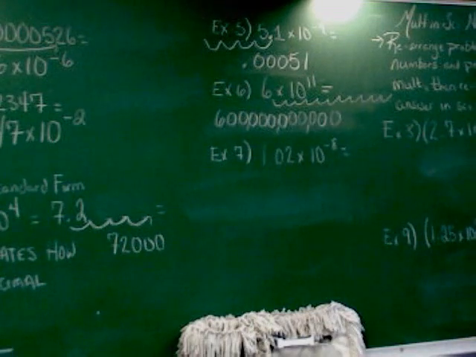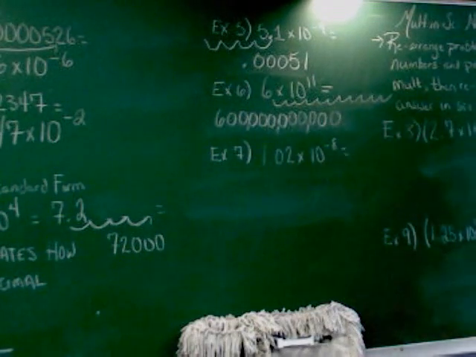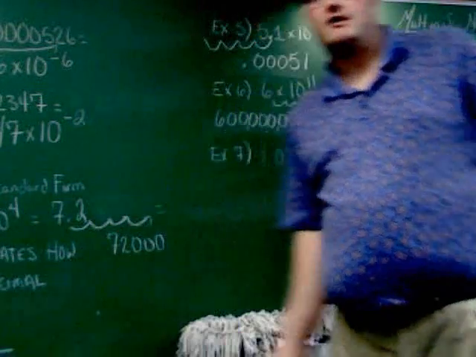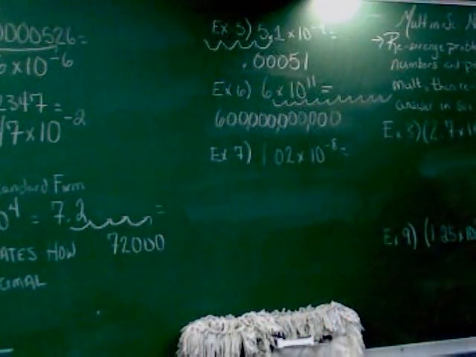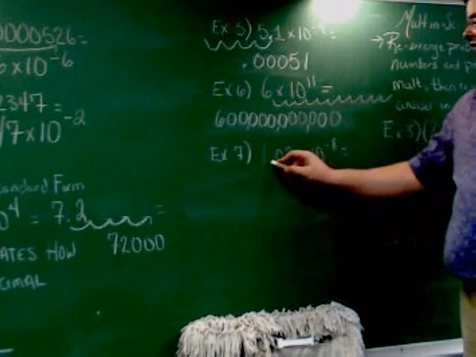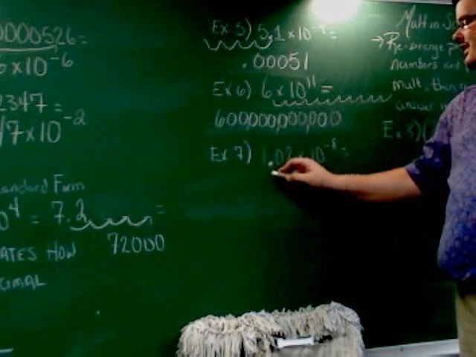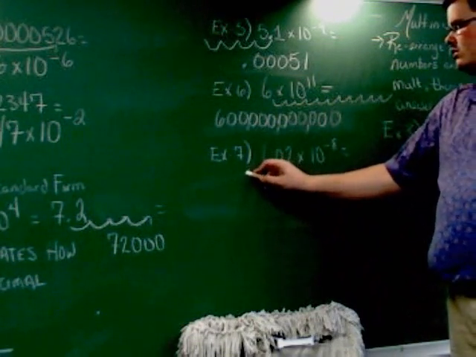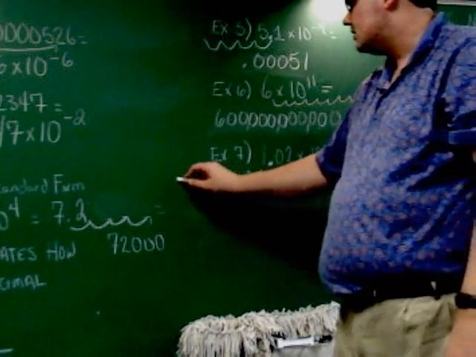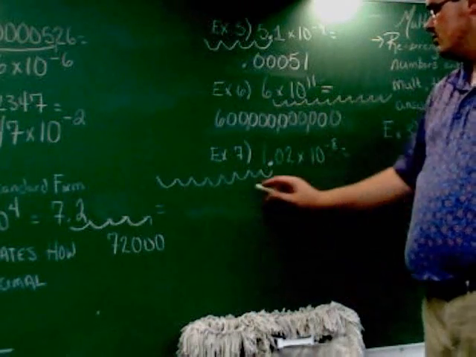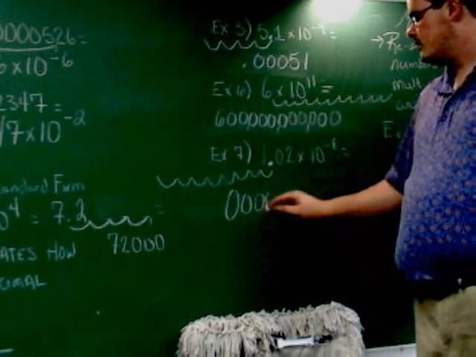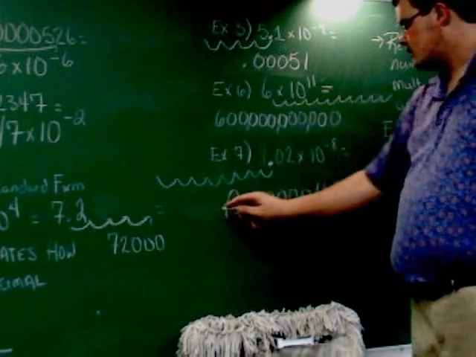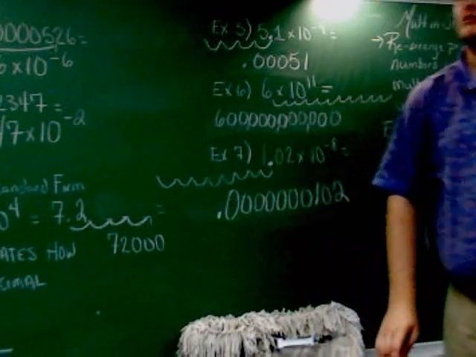2 times 10 to the negative 8. So, the exponent is negative. According to the rule, that means I have to go to the left, 8 times to the left. So the decimal starts there. 1. The rest of these are going to be empty hoops. 2, 3, 4, 5, 6, 7, 8. I have 7 empty hoops. And there you go.